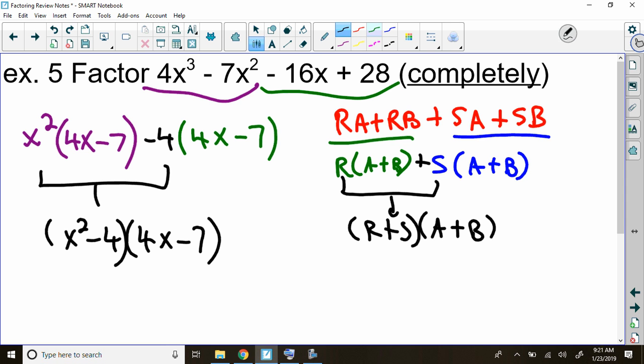And the directions said, very knowingly, factor completely. We're not done. If the directions ever say factor completely, you can probably take it to the bank that 8 out of 9 times you're going to have to factor again.